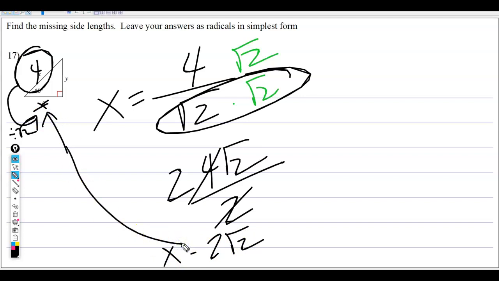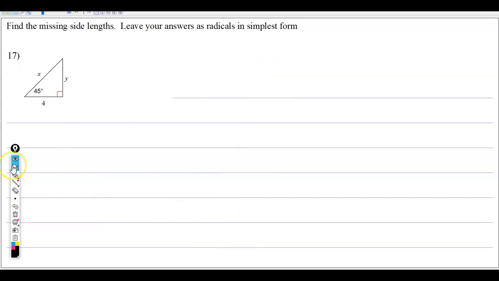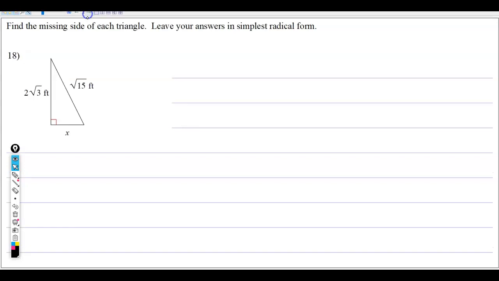And since on a 45, 45, 90 right triangle, the legs are the same, this one is also 2. Okay, so there you guys have it. That's special right triangles. Another thing that we learned was a problem like this.